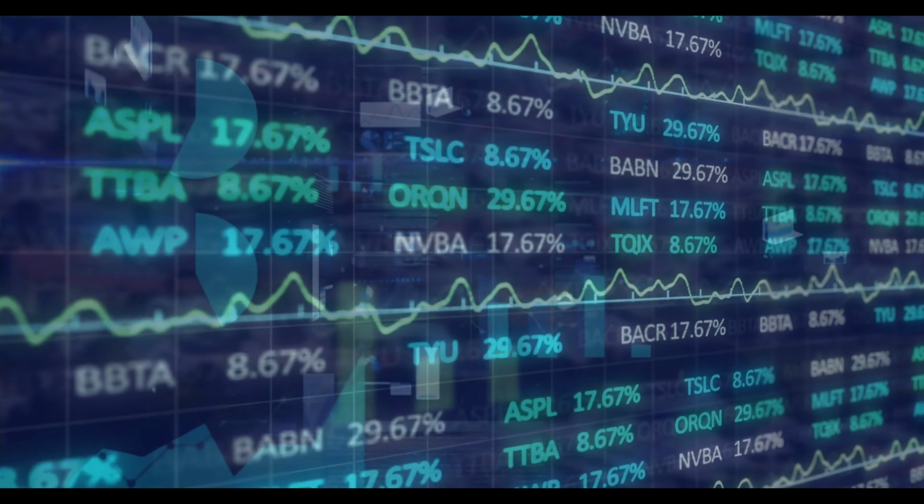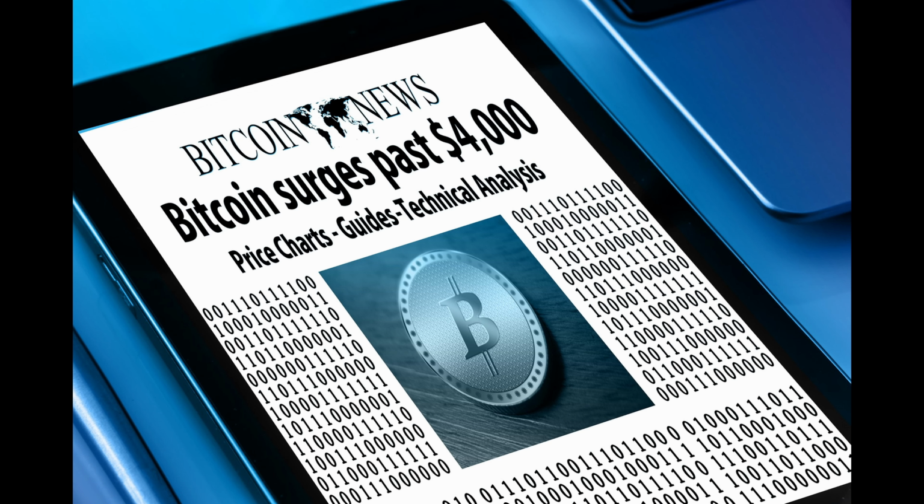8. Staying updated on market news. Keeping up with the latest news and developments in the cryptocurrency industry is crucial for day traders. News can significantly impact Bitcoin's price, and being aware of major events, regulatory changes, or market trends can help you make informed trading decisions.